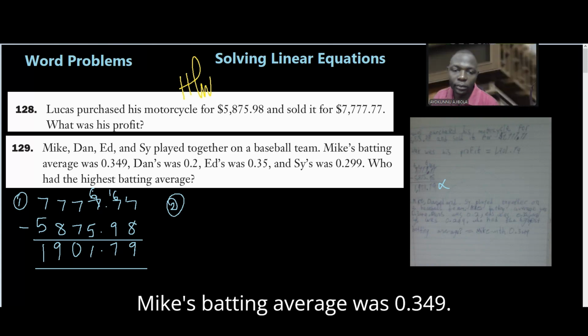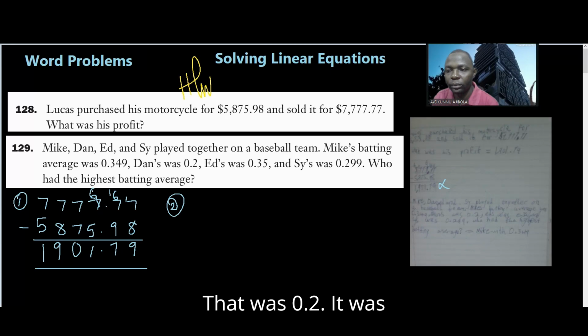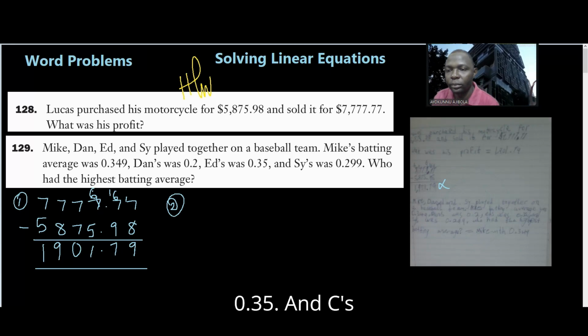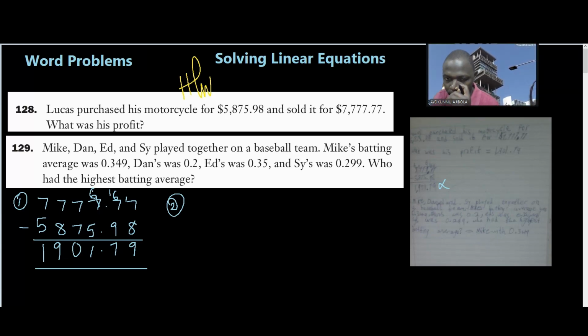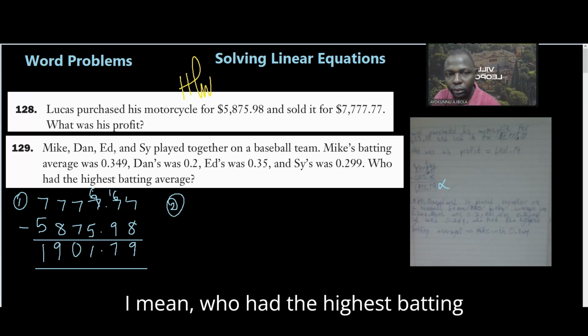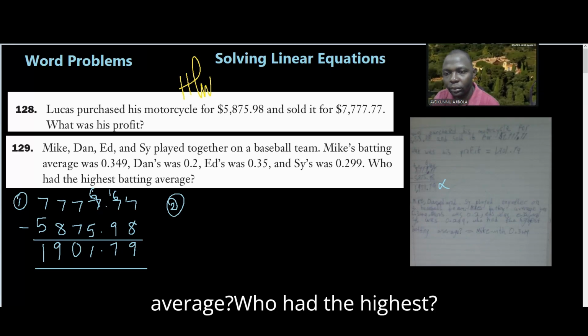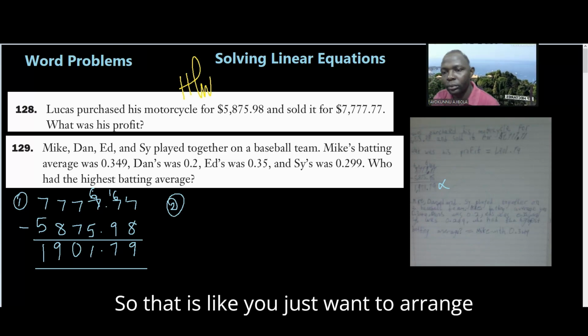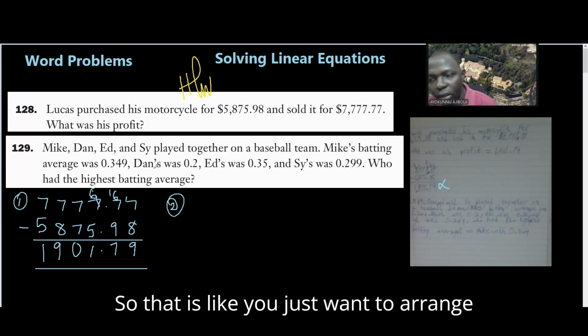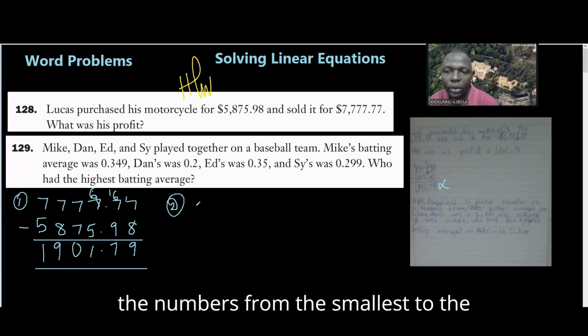Mike, Dan, Ed, and Sai played together on a baseball team. Mike's batting average was 0.349. Dan's was 0.2. Ed's was 0.35. And Sai's was 0.299. Who had the highest batting average?